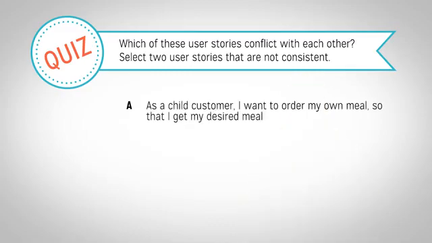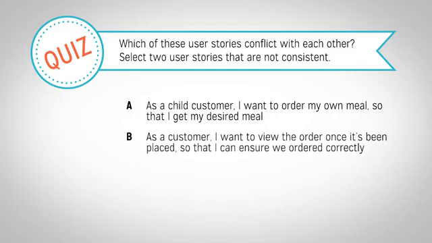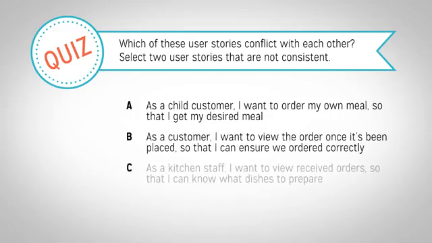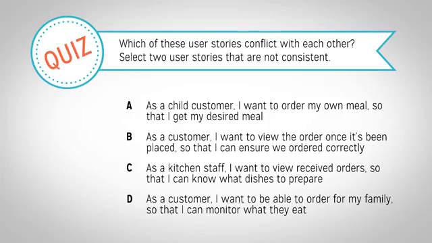A. As a child customer, I want to order my own meal so that I get my desired meal. B. As a customer, I want to view the order once it's been placed so that I can assure we ordered correctly. C. As a kitchen staff, I want to view received orders so that I can know what dishes to prepare. Or D. As a customer, I want to be able to order for my family so that I can monitor what they eat.